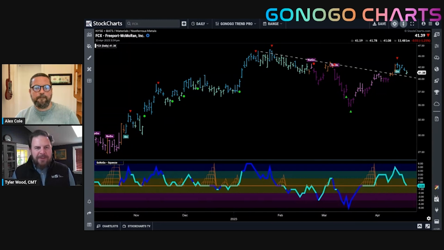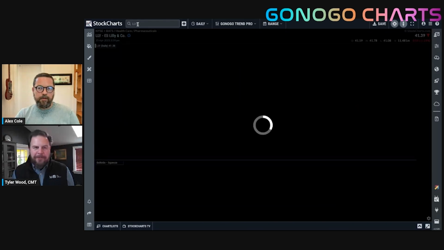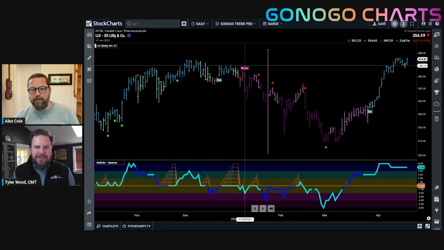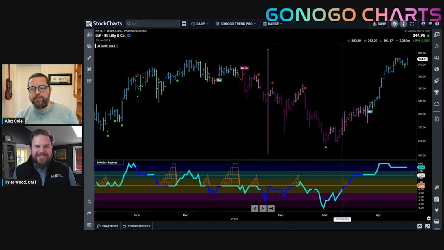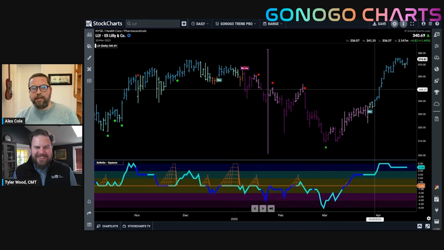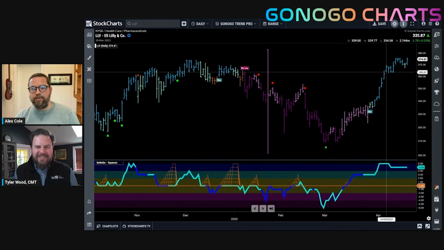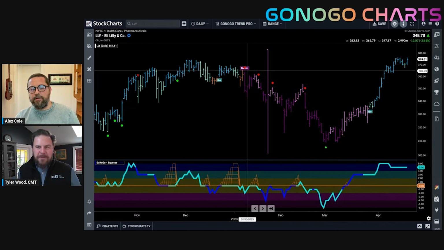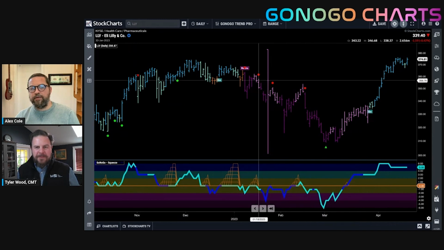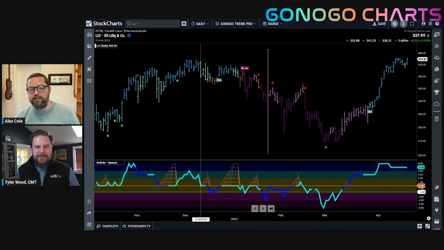Just before we leave here, Alex, let's pull up a quick chart of Eli Lilly, LLY. There's an interesting tick that happened here in the middle of the chart, but another healthcare company, and you can see the strength of that trend. You can see how the GoNoGo trend entered no-go territory, moved lower, succession of lower lows and lower highs as the oscillator stayed primarily below the zero line.